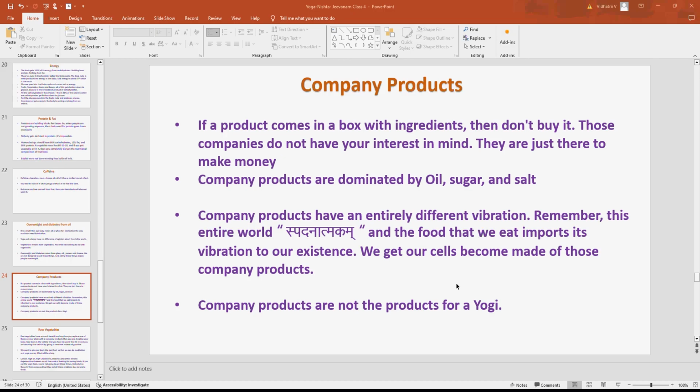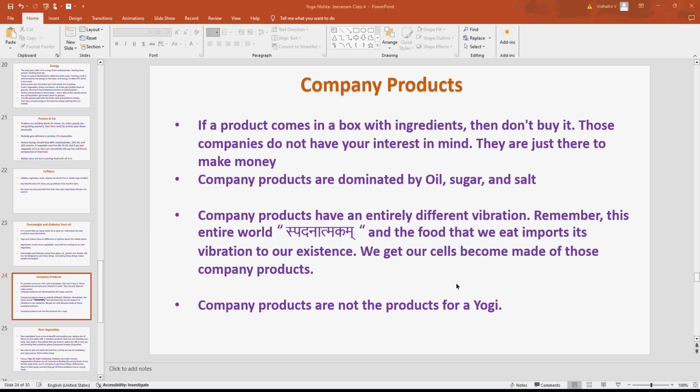And then I was also talking about the spandan, right? The company products have a completely different vibration. We talked about how this whole world is gatishil. Gatishil means there is a movement in this whole world. Nothing is stable, right? Everything keeps moving. Everything constantly changes. Every object in this world is going through this process of evolution. Everything is moving, everything is slowly changing, and everything has a vibration.